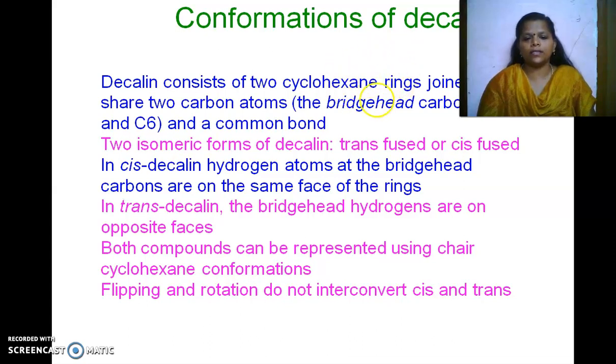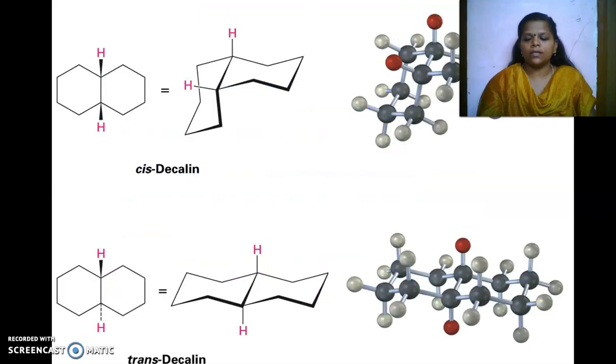If the bridgehead hydrogens are on opposite faces, it will result in trans decalin, and if the bridgehead hydrogens are on the same face, it will result in cis decalin. Now we can see the structure of decalins. This one is cis decalin and this one is trans decalin.